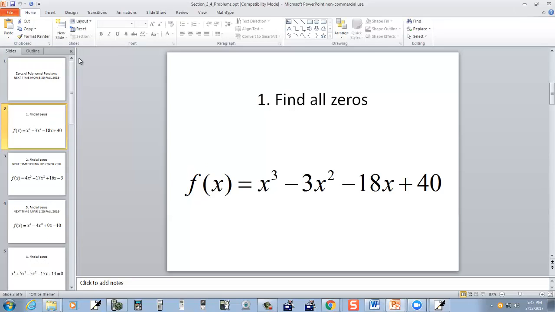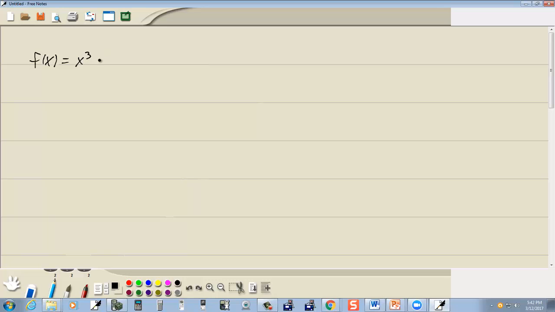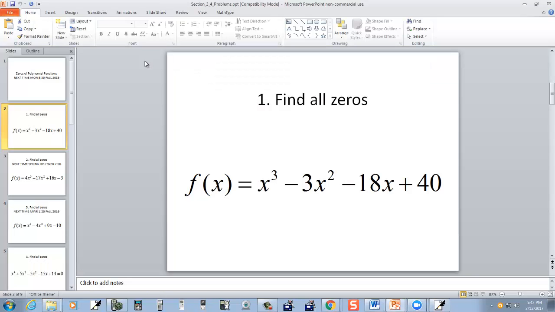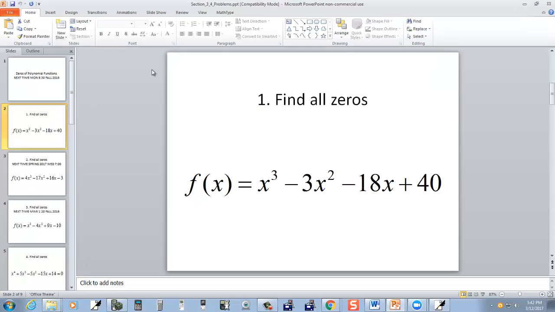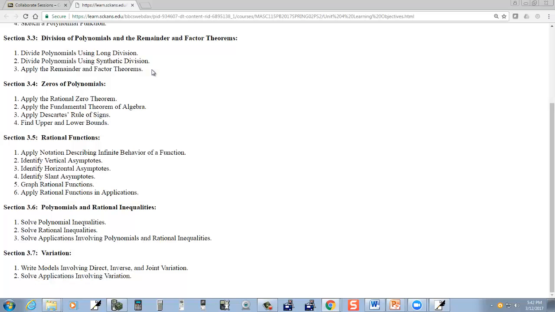We've got f of x is equal to x to the third minus 3x squared minus 18x plus 40. And the instructions are to find all the zeros. And it says apply the rational zero theorem. So let's talk about that first. I'm not going to talk about these last two. You can read the material on that.